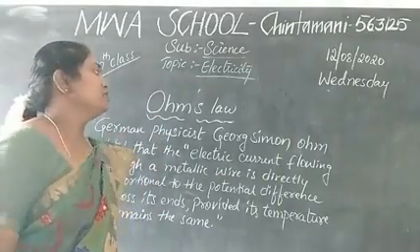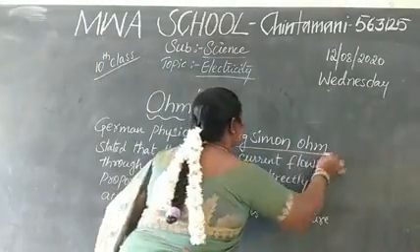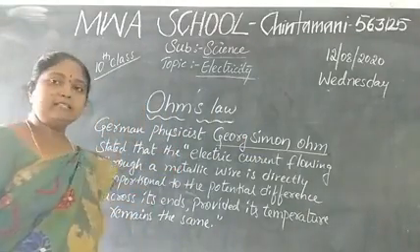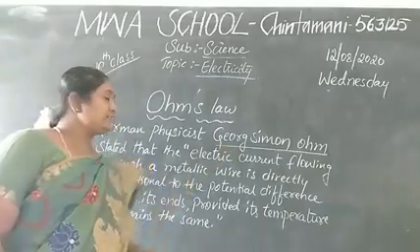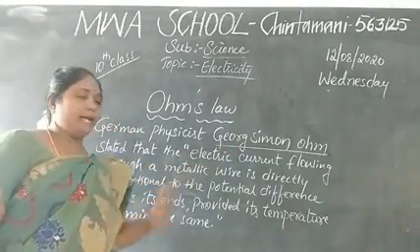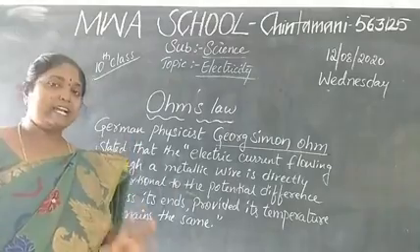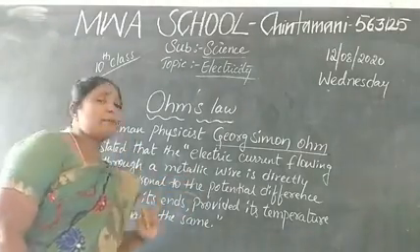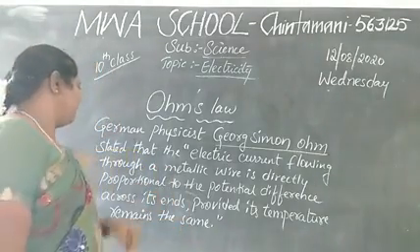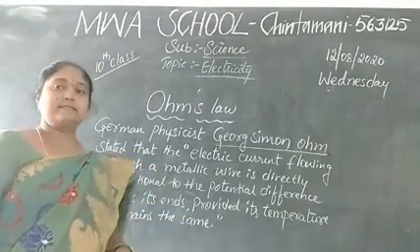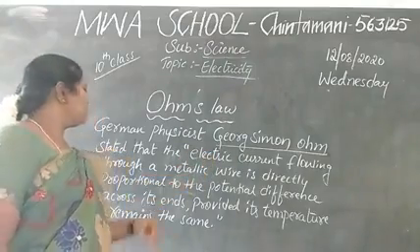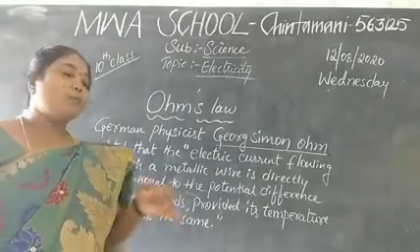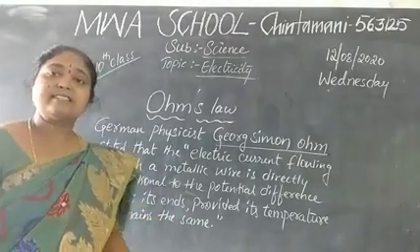German physicist Georg Simon Ohm stated that electric current flowing through a metallic wire is directly proportional to the potential difference across its ends.